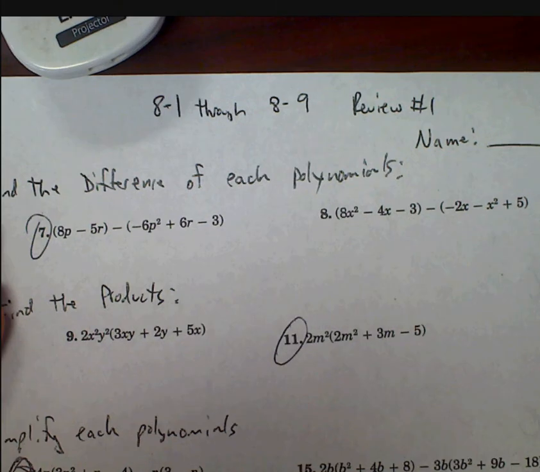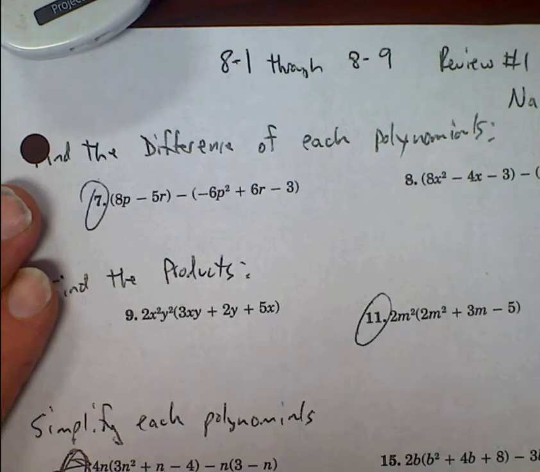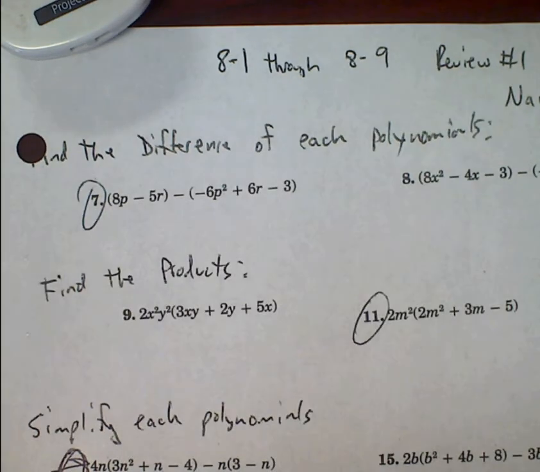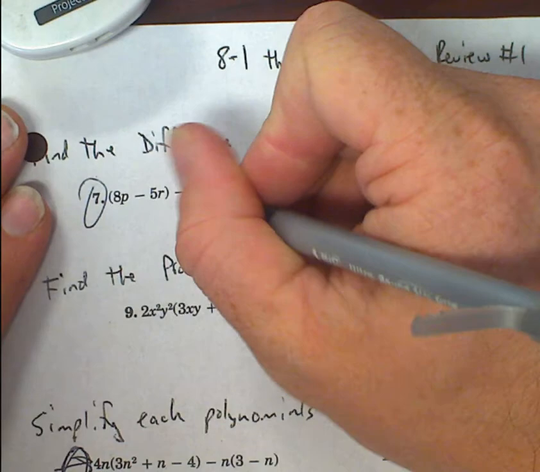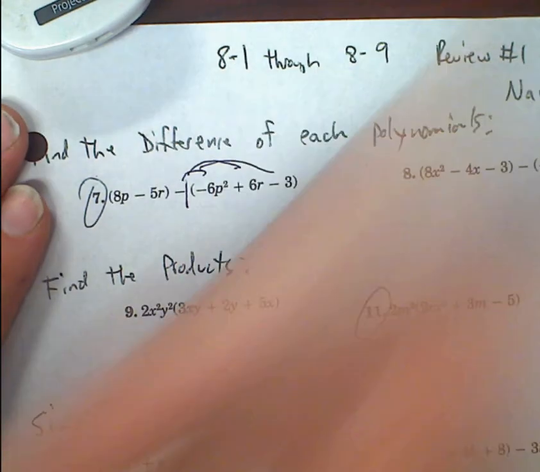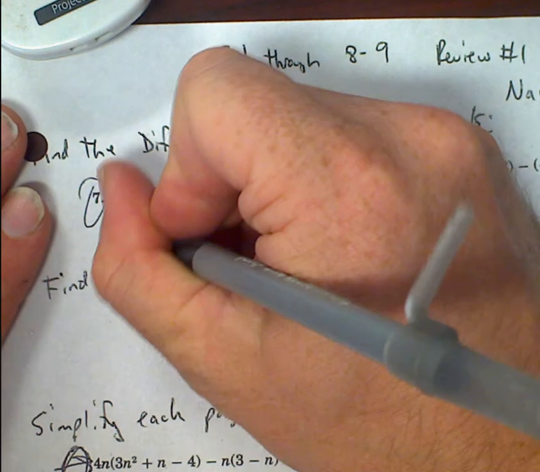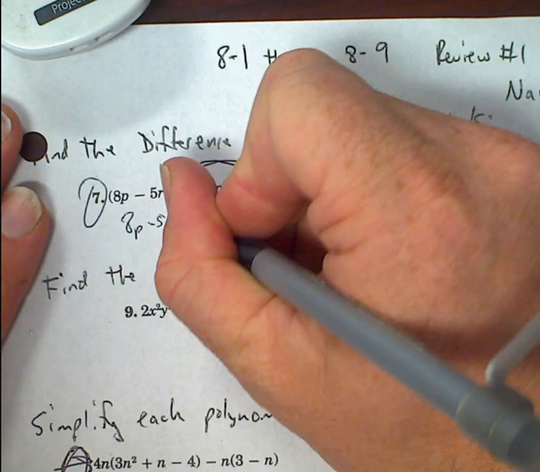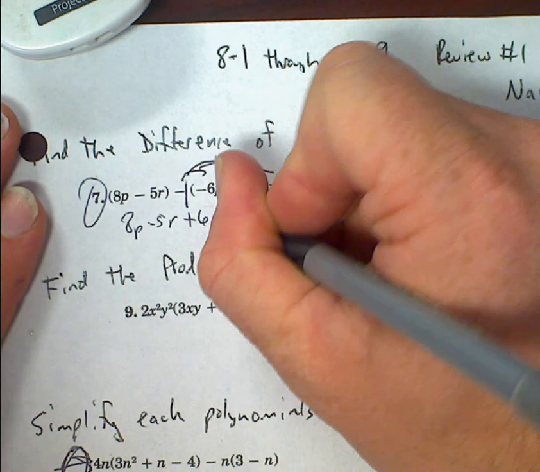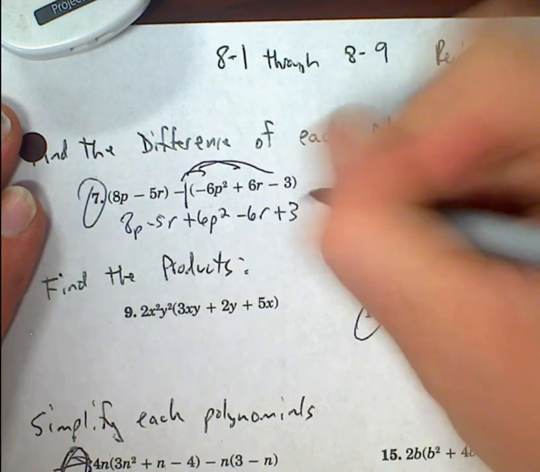Through 8, 9, review number 1. The circle problems are the ones in which I want you to get done. So here we go. Distribute the negative 1. We got 8p minus 5r, positive 6p squared minus 6r plus 3.